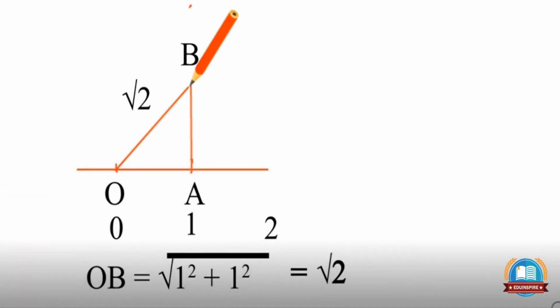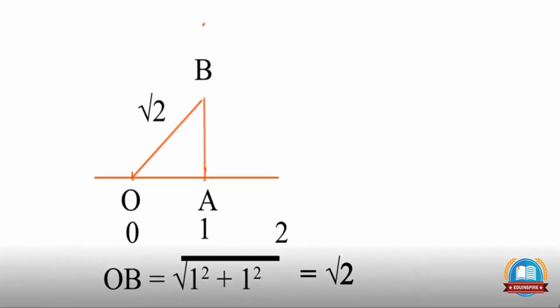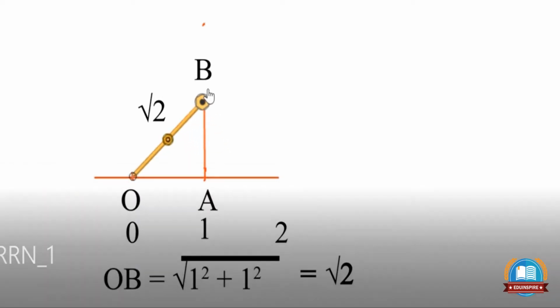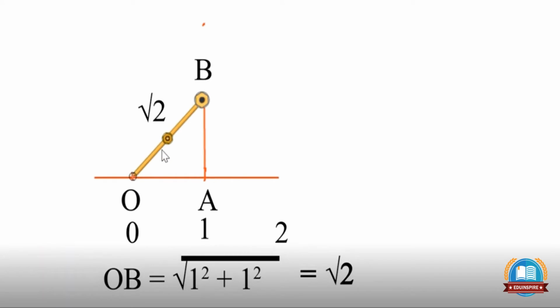With OA equal to 1 unit and AB equal to 1 unit, using Pythagoras theorem, we can find the length of OB as shown on the screen. So OB becomes root 2. Using a compass with center O and radius OB, draw an arc intersecting the number line. This point corresponds to root 2.